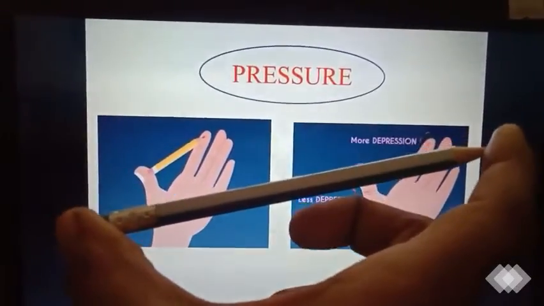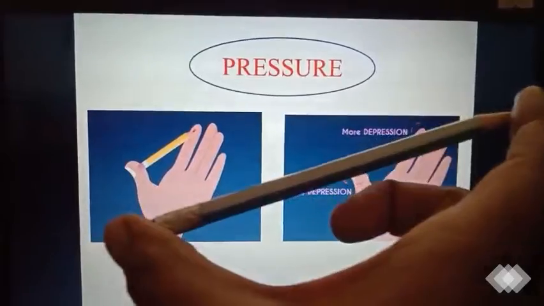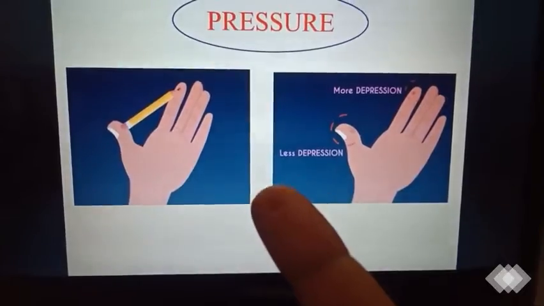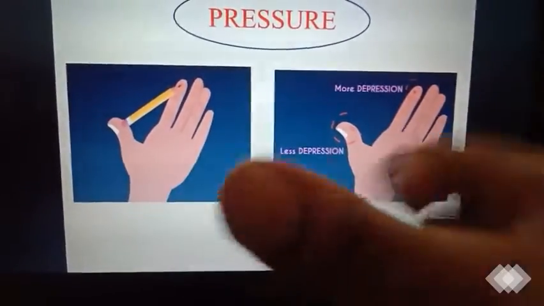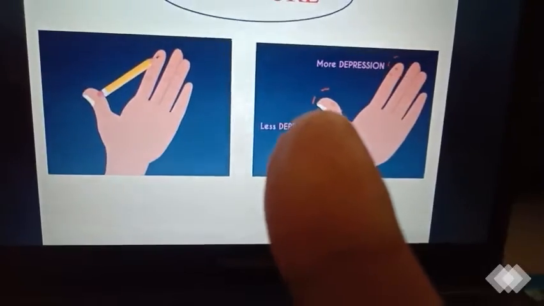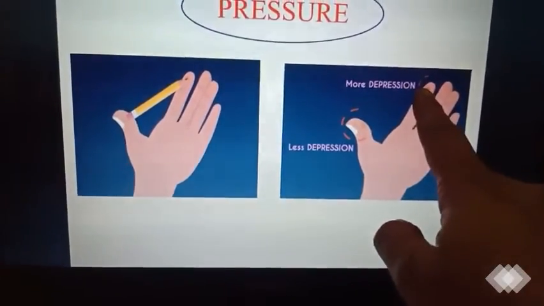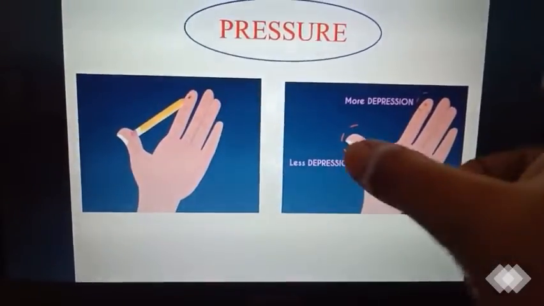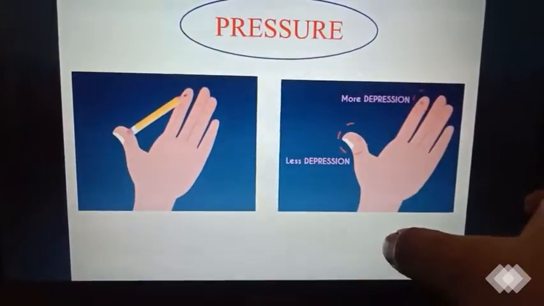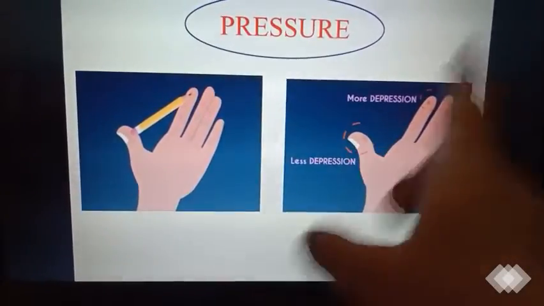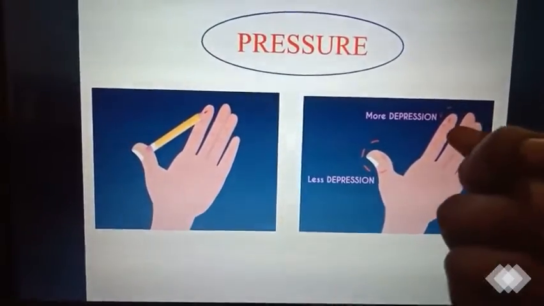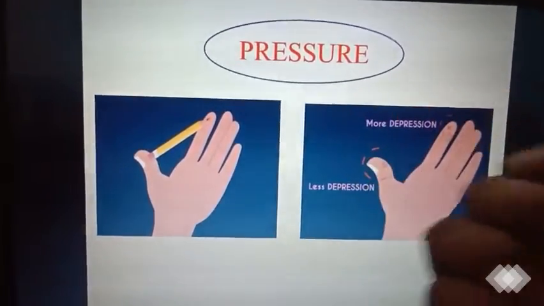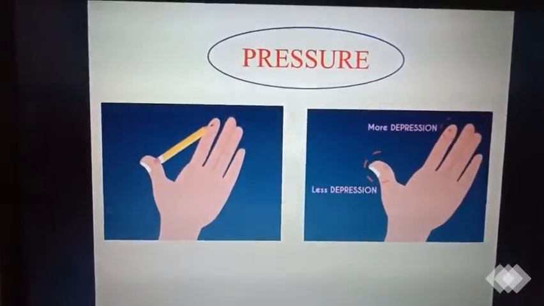I feel some pressure on both fingers, right? Let me remove the pencil. You can see there is a point on one finger and a little depression on the other finger. There is more depression on one finger and less depression on the other. Why so? The force applied on both sides remains the same, but the pressure is more on one side and less on the other. Where there is more pressure, there is more depression. Where there is less pressure, there is less depression. Clear? This is the best example for pressure.